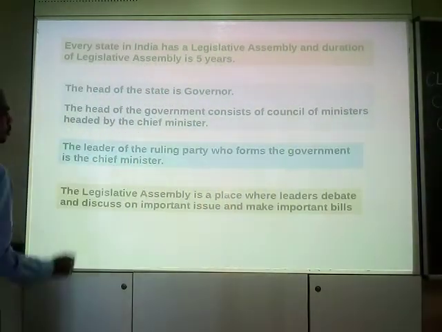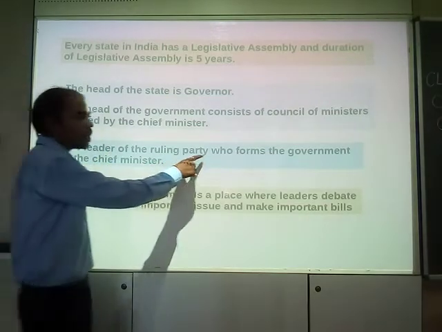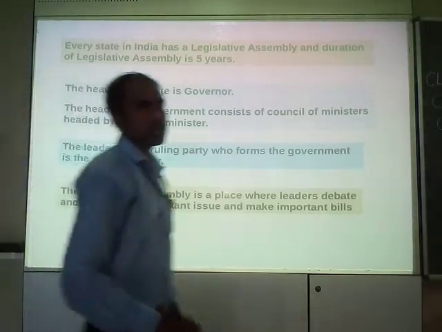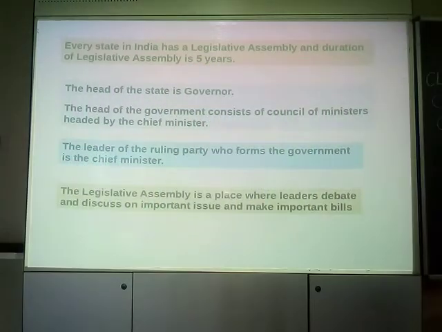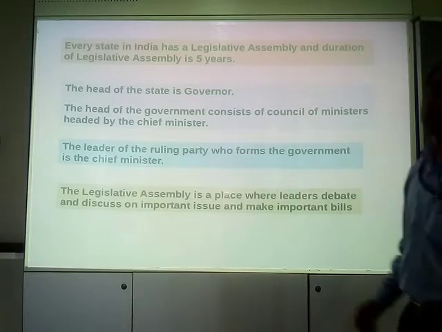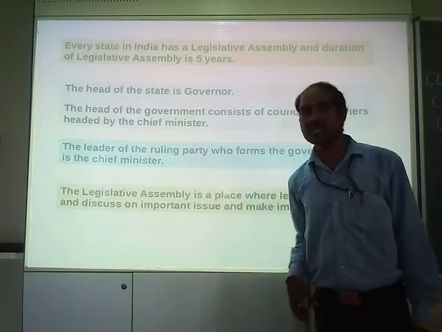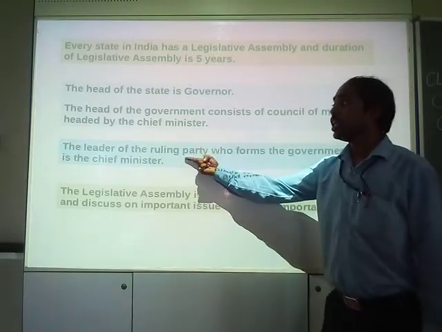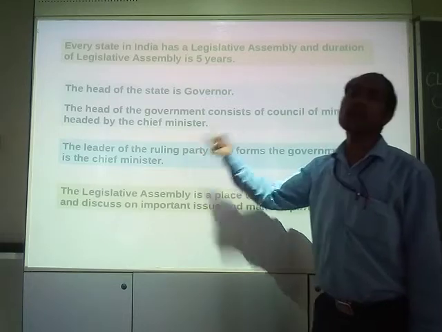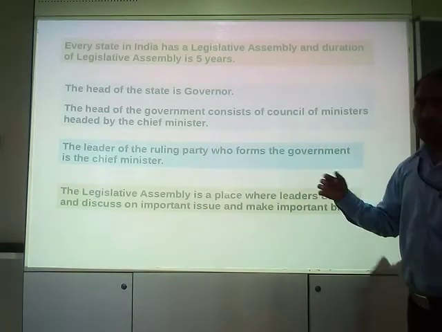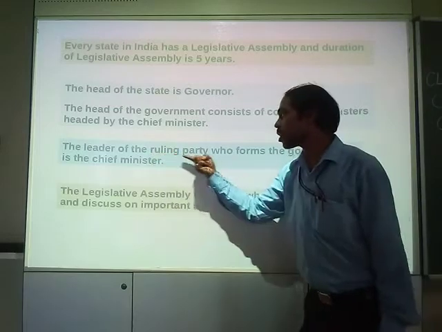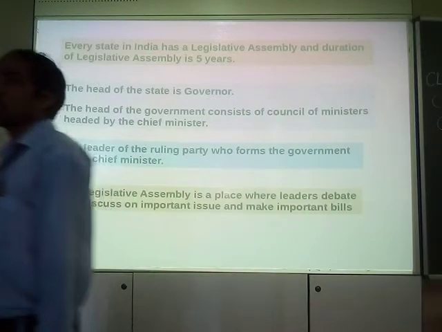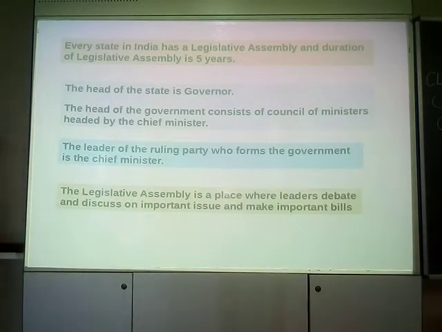Okay, yes, mind you, the leader of the ruling party who forms the government is the chief minister. Now you have to know this also: suppose the ruling party is Congress, then the leader of the Congress, who forms the government, is the chief minister. Okay, yes.